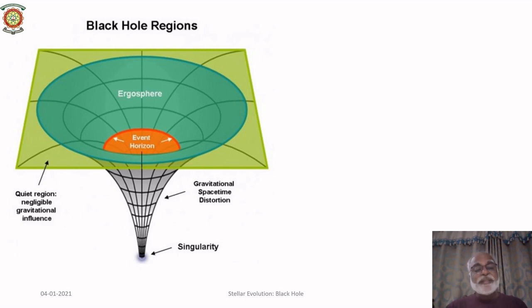So up to a distance of Rs from this point, if you imagine a line from this point up to a distance of Rs, which is called the Schwarzschild radius, if you imagine a circle of radius Rs, that circle would be the event horizon. And it is within this event horizon that the escape velocity is greater than c. Once you come outside the event horizon, the escape velocity becomes less than c.